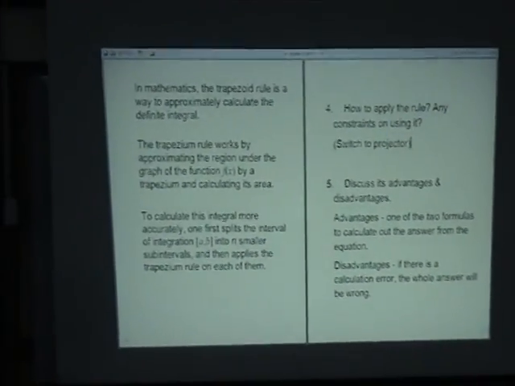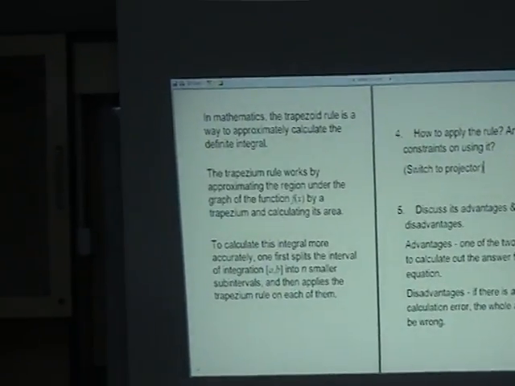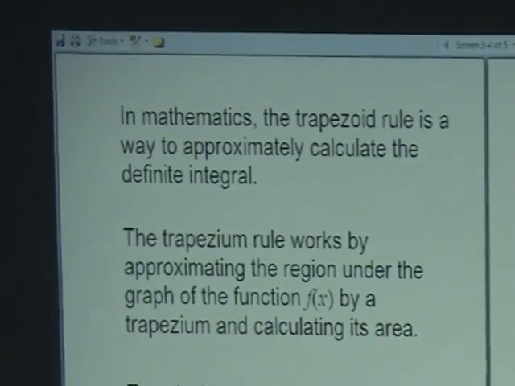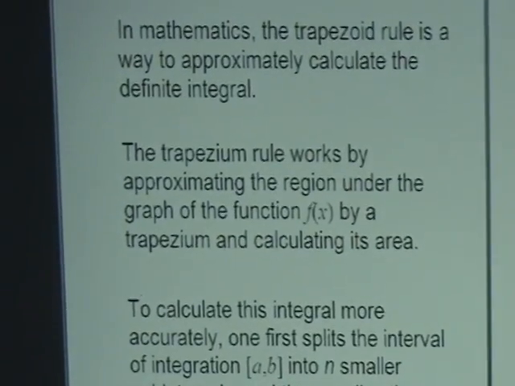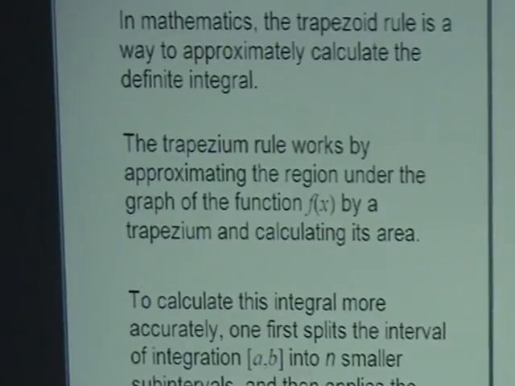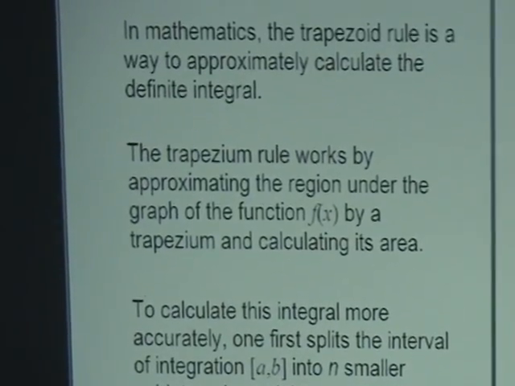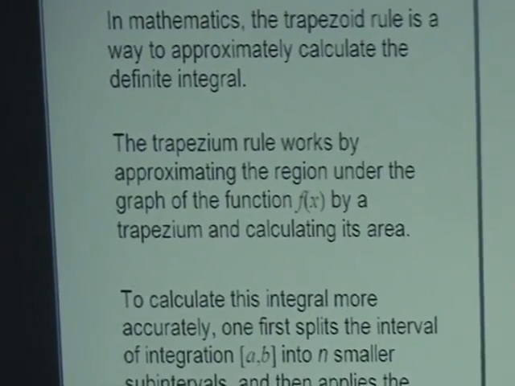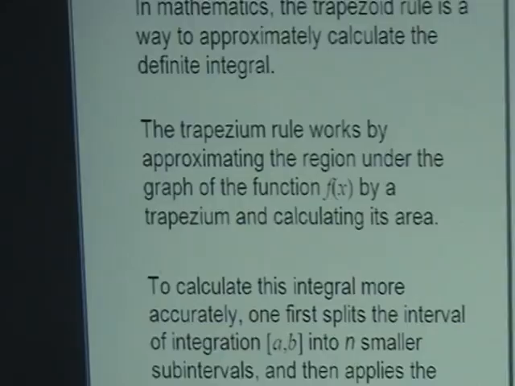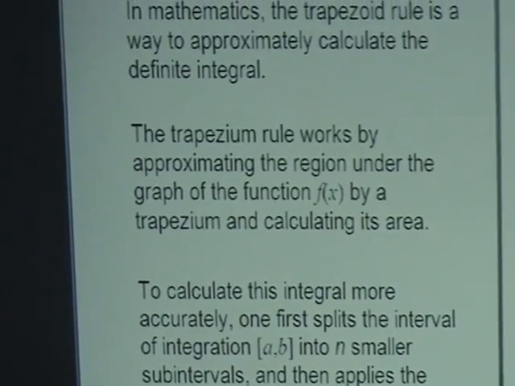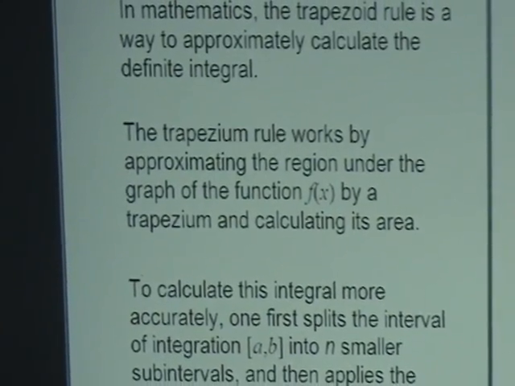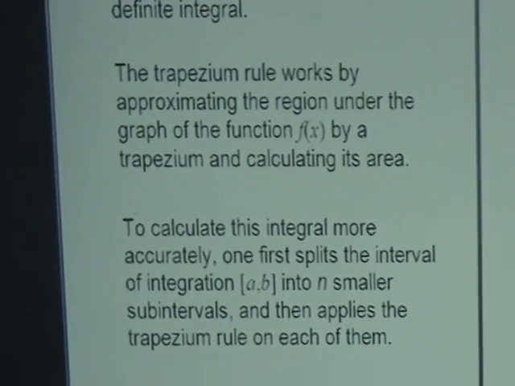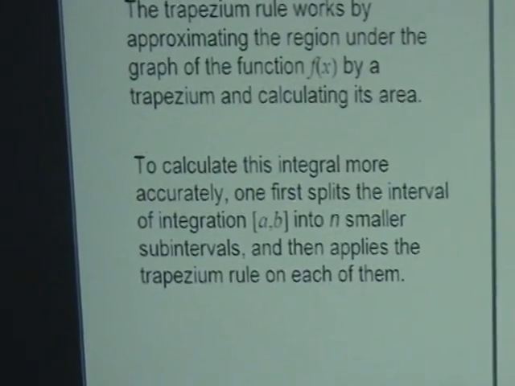So in mathematics, the trapezoidal rule is a way to approximately calculate the definite integral. The trapezoidal rule works by approximating the region under the graph of the function f(x) by a trapezium and calculating its area. To calculate this integral more accurately, one first splits the interval of integration between a and b into n smaller sub-intervals and then applies the trapezoidal rule on each of them.